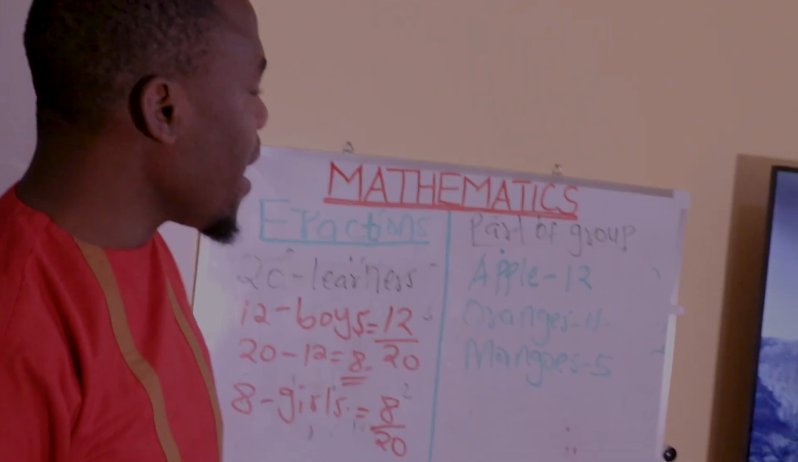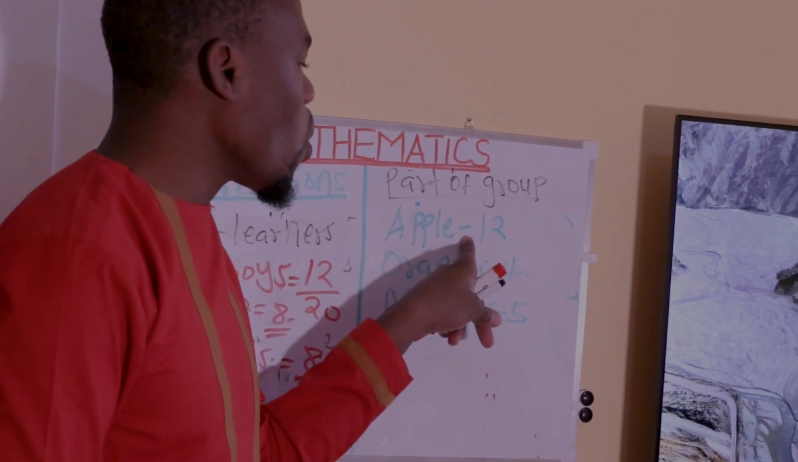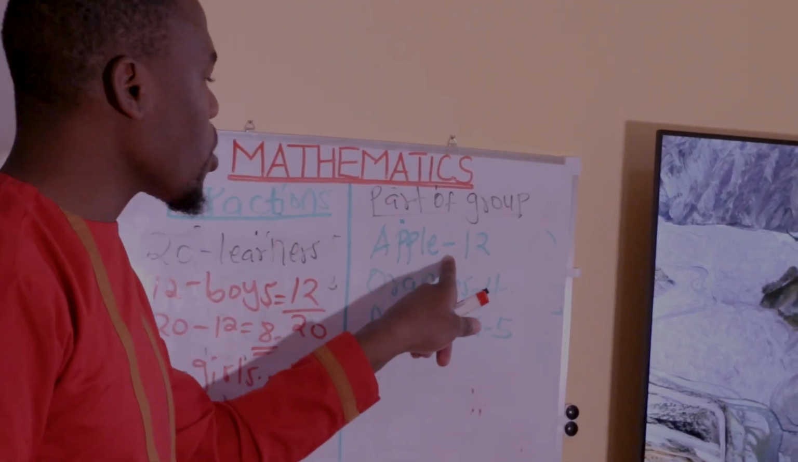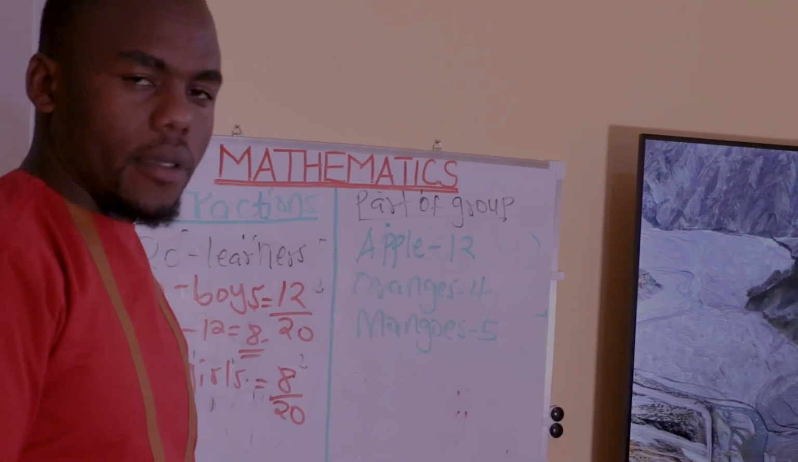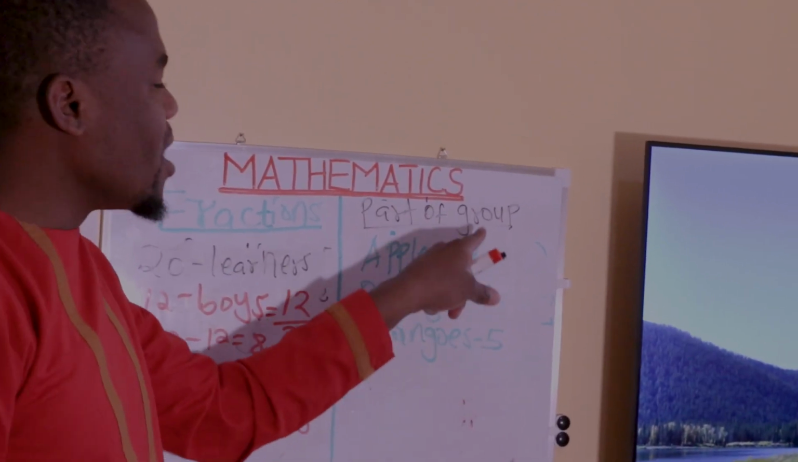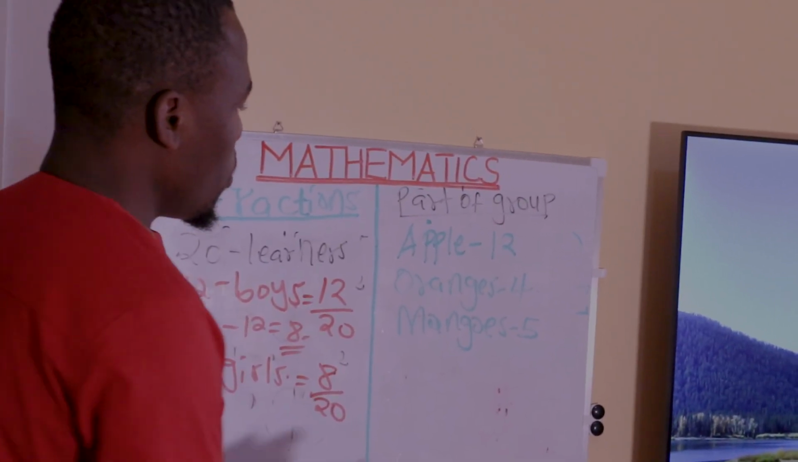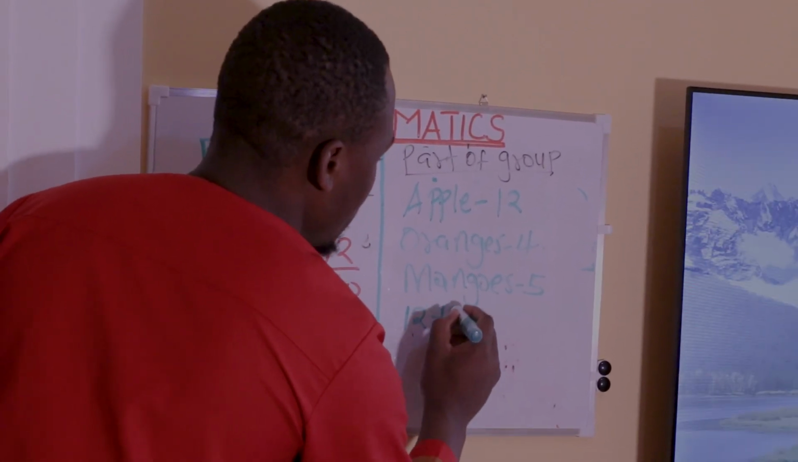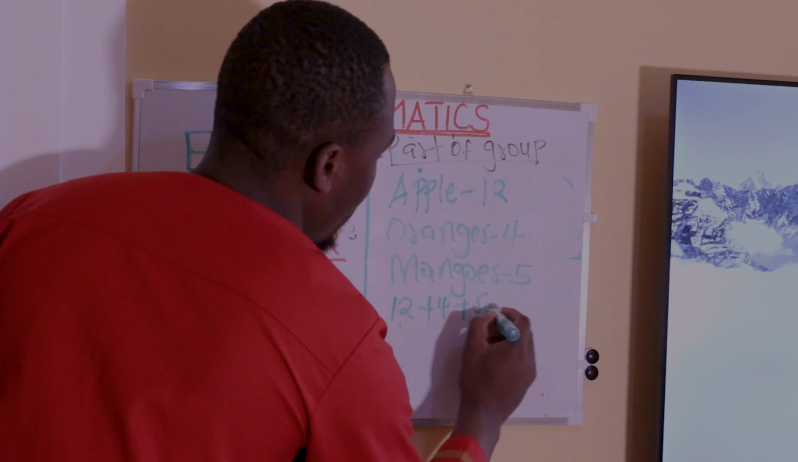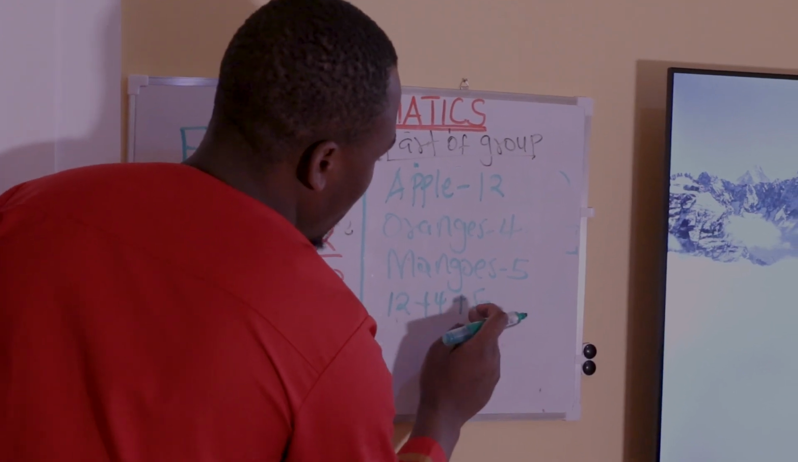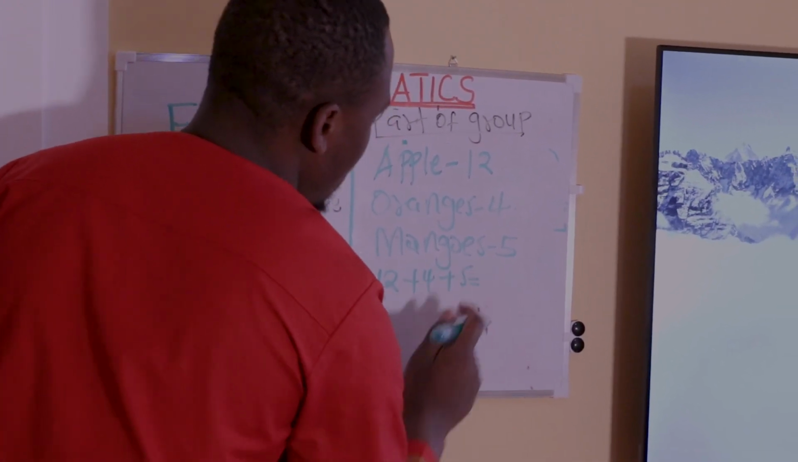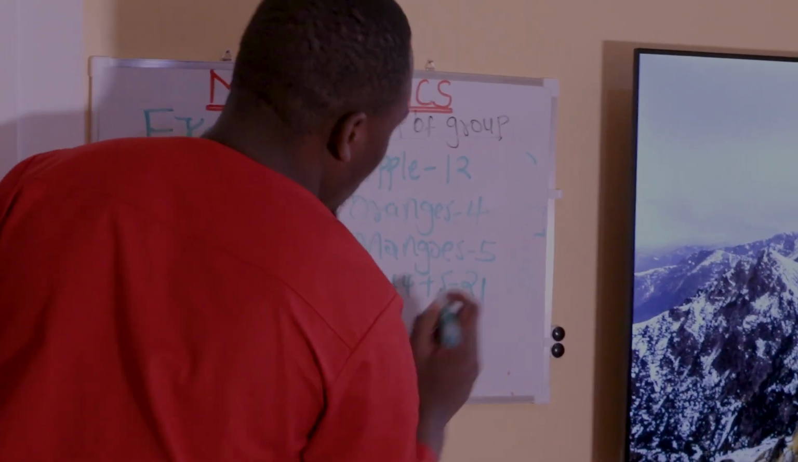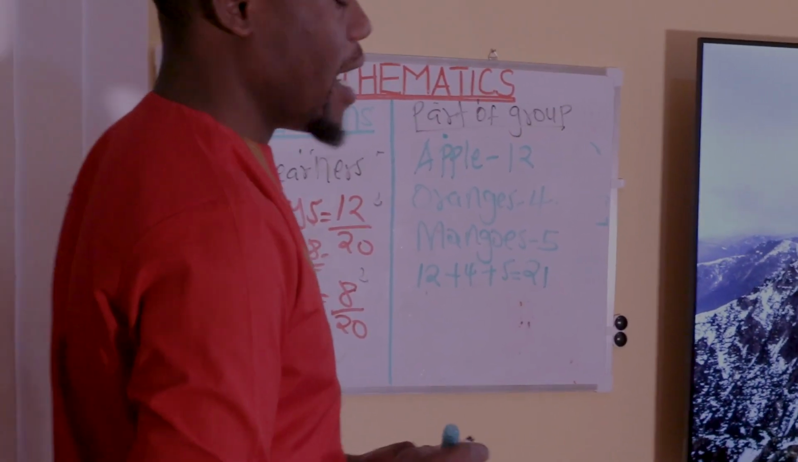But now, if they ask us, what is the fraction of apples in the group of fruits? All of them are fruits, but what is the fraction of the apples? You need to know, first of all, what is the total number of fruits that you have. You come and say 12 plus 4 plus 5. How many are they? 12 plus 4, that is 16. 16 plus 5, that is what? 21. So the total number of fruits that you have there is 21.